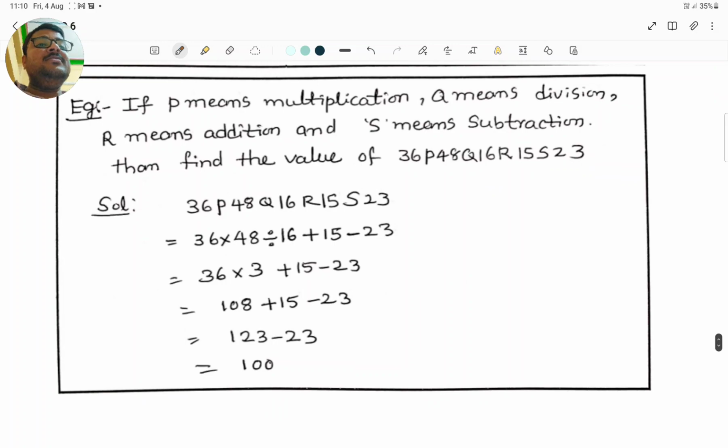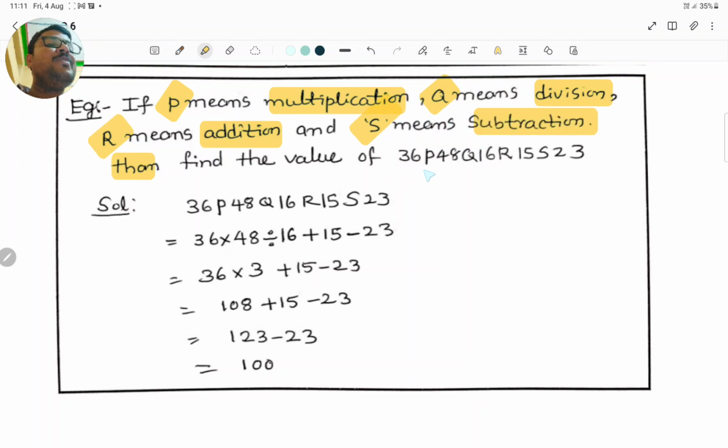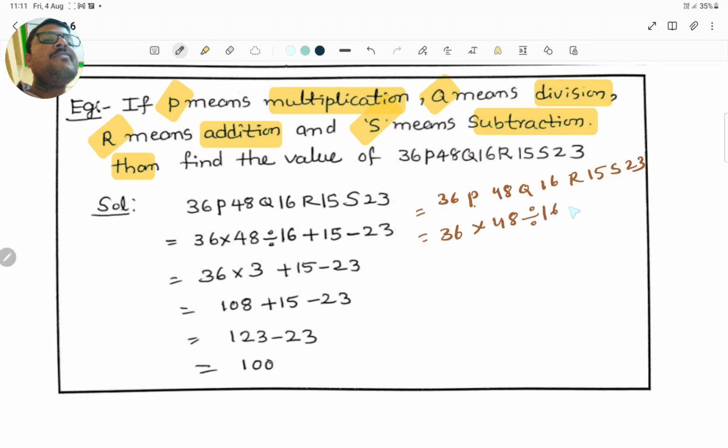Next one. If P means multiplication, Q means division, R means addition, S means subtraction, then find the value of 36 P 48 Q 16 R 15 S 23. Simple, don't worry. I am writing 36 P 48 Q 16 R 15 S 23. 36 P means multiplication, a simple multiplication symbol. 48 Q means division 16, R means addition plus 15, S means subtraction minus 23.